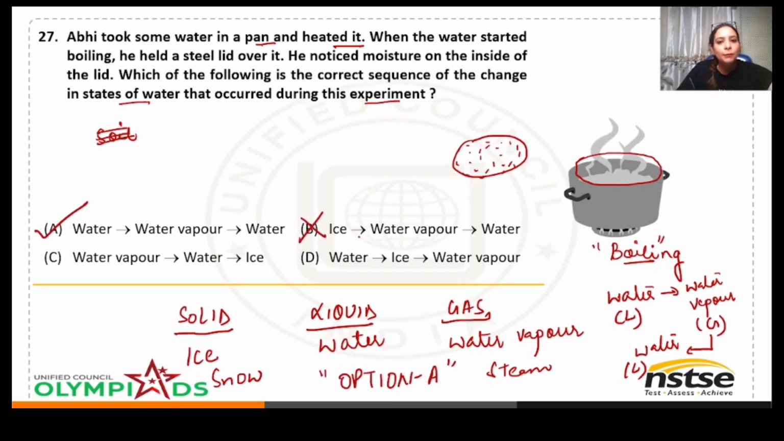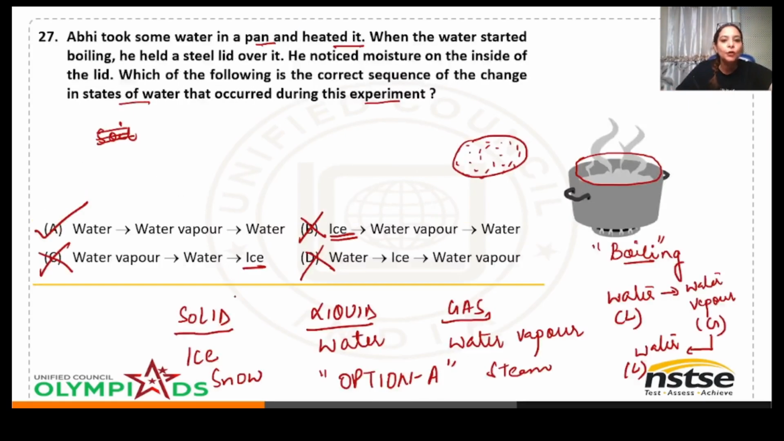It is not B, because there is no ice. Again, C includes ice. This whole experiment doesn't include the solid form, and the same goes for D. So the correct answer is option A.